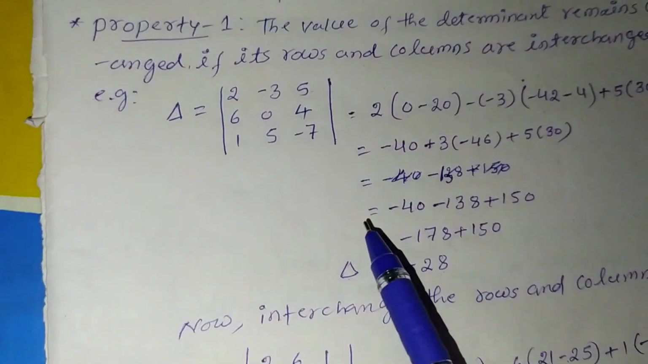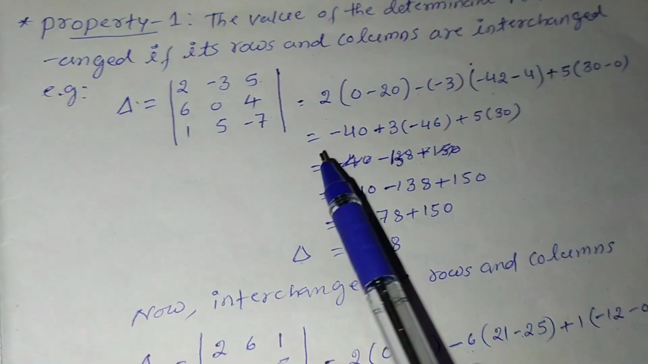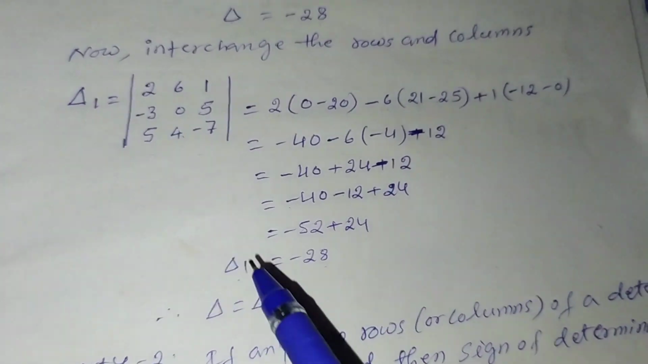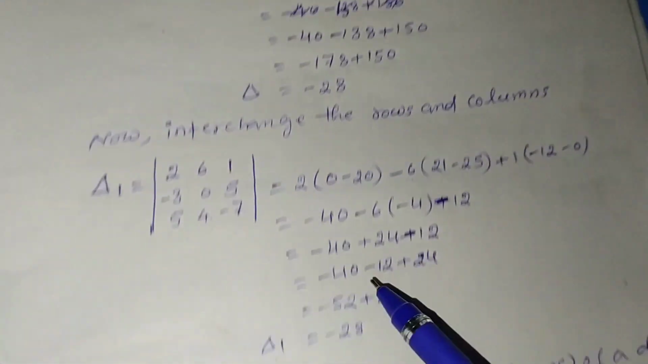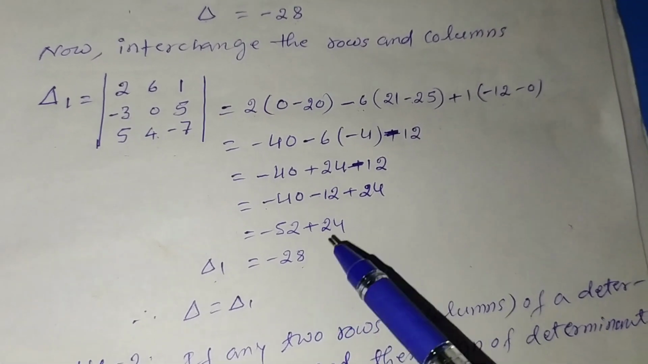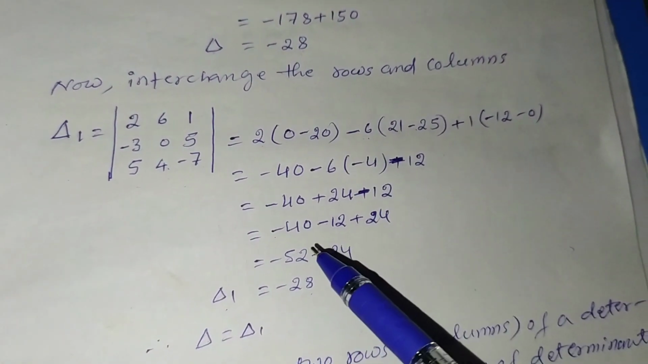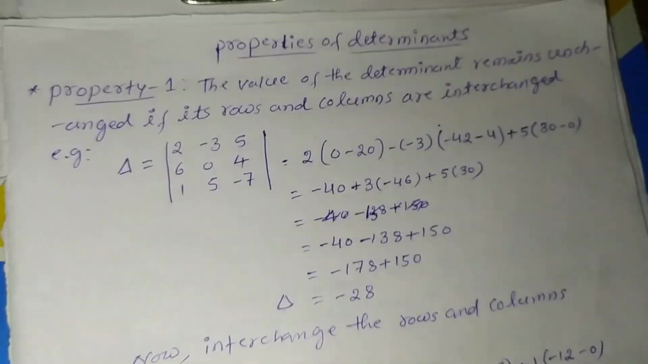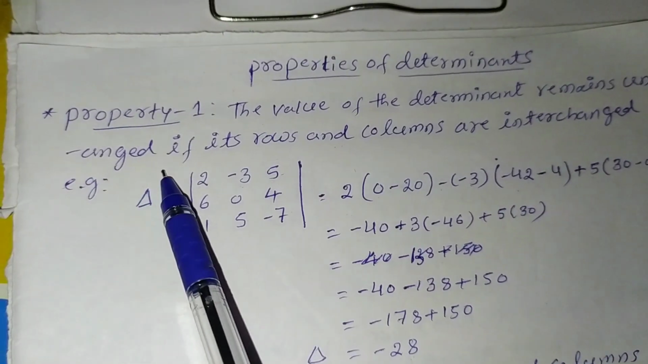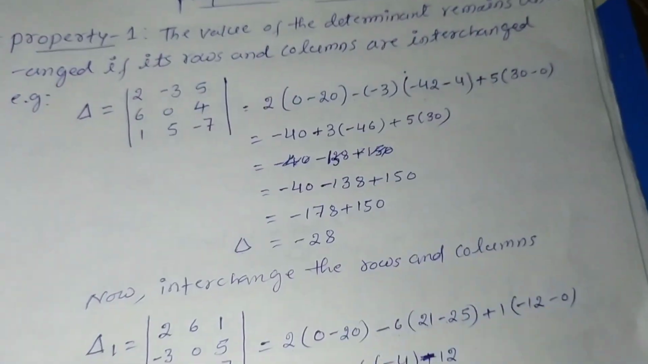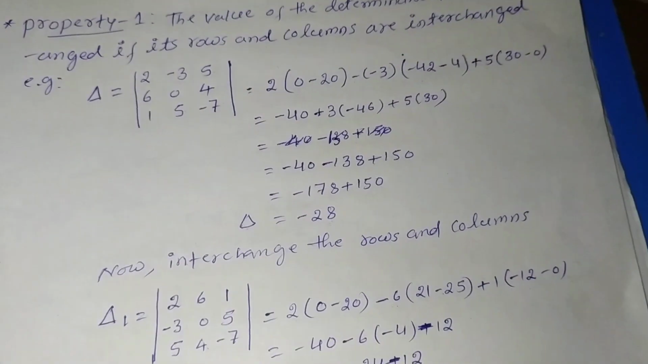Here delta is before interchanging the rows and columns. Here delta 1 is after interchanging the rows and columns. The result is the same. Here minus 28, here also minus 28. There is no change in the value or the sign. So property 1 says that the value of the determinant remains unchanged if its rows and columns are interchanged.